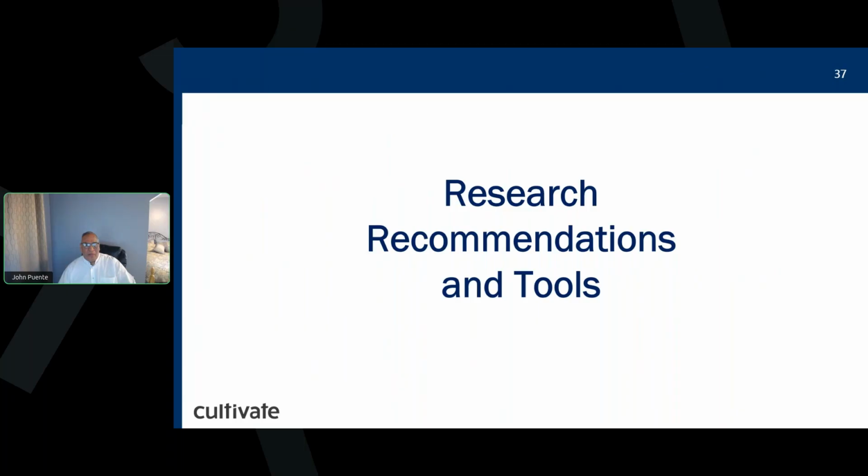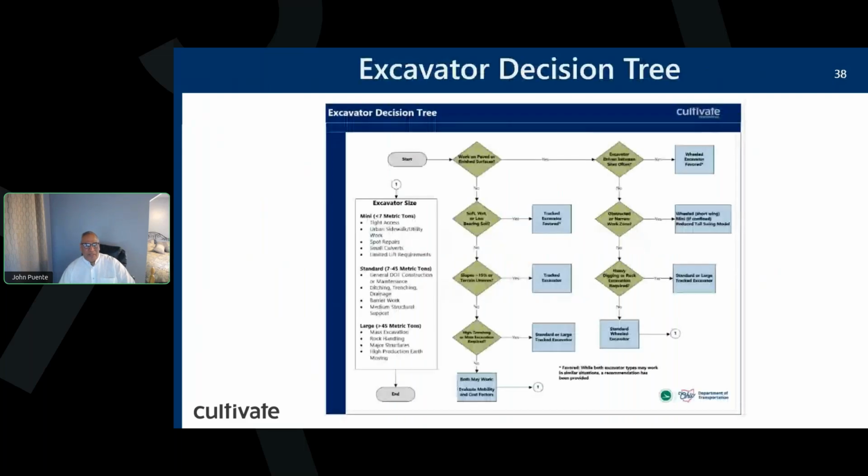Okay, so let's talk about the recommendations themselves, but we're also going to talk a little bit about some of the tools we developed as part of the research to help the Ohio DOT in making decisions on the equipment type that they could utilize. The first is an excavator decision tree. This is a tool that we developed for ODOT to help ODOT choose the correct excavator type, built off of what we heard in our research and the DOT interviews.